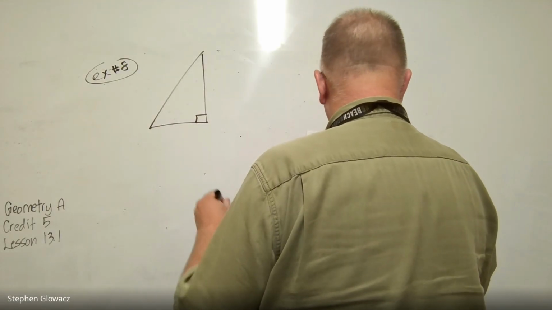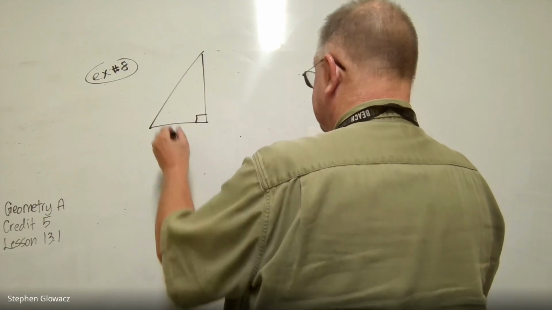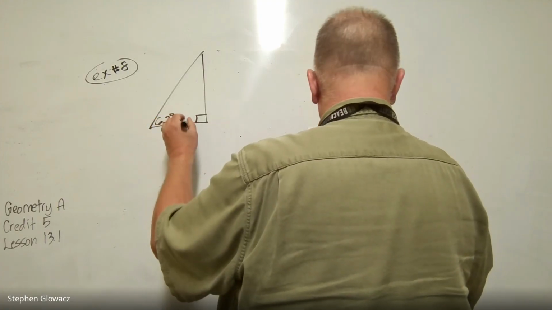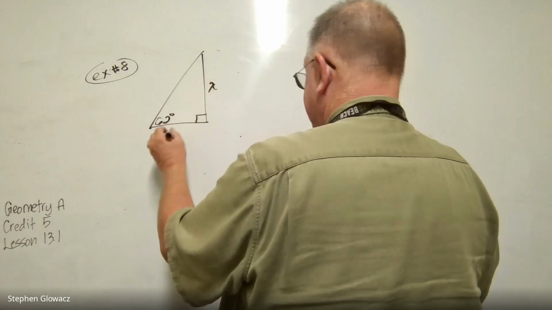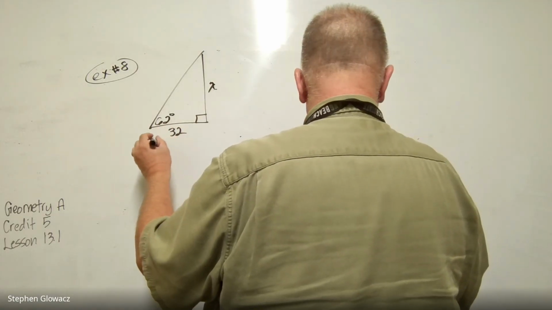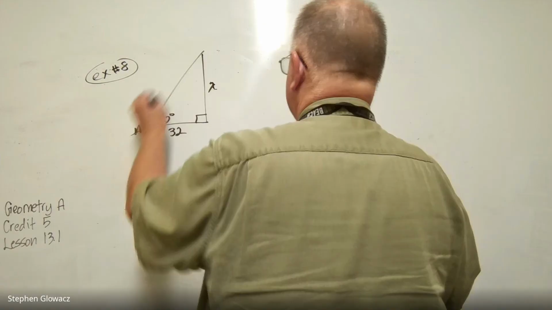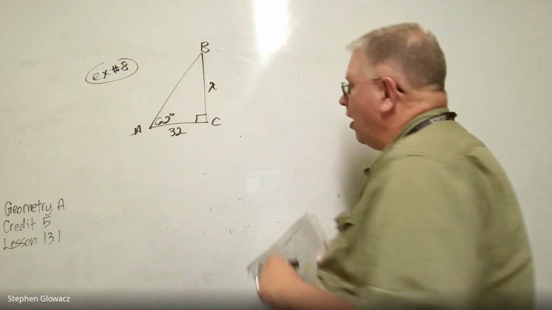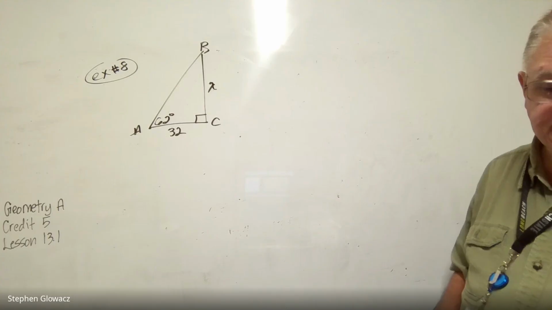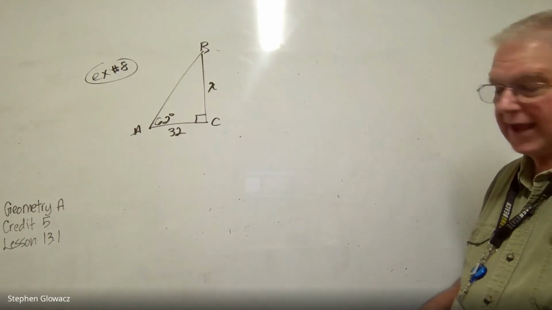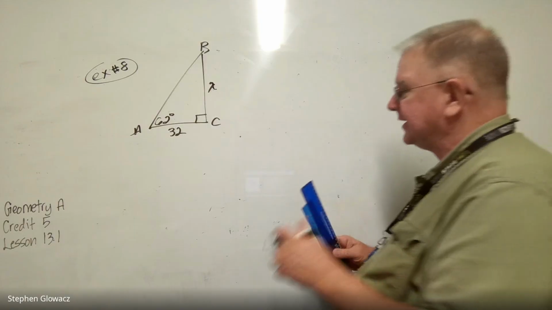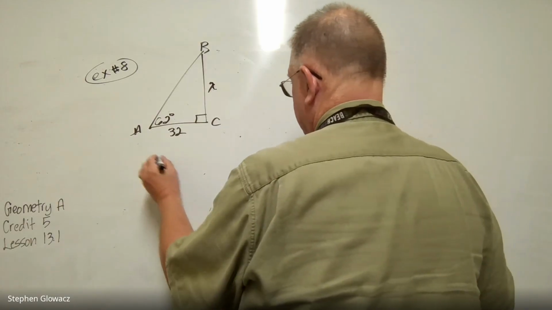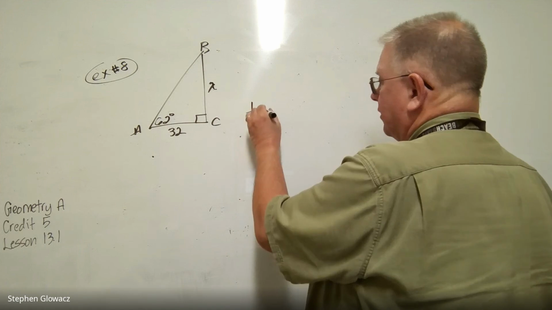All right, so we have this. We have 62 degrees is our angle down here. This is x, and this is 32. And we'll call these A, B, and C. All right, so once again, we're going to use a tangent ratio to solve for x. So we have tangent of 62. Now let's go ahead and write it maybe over here.